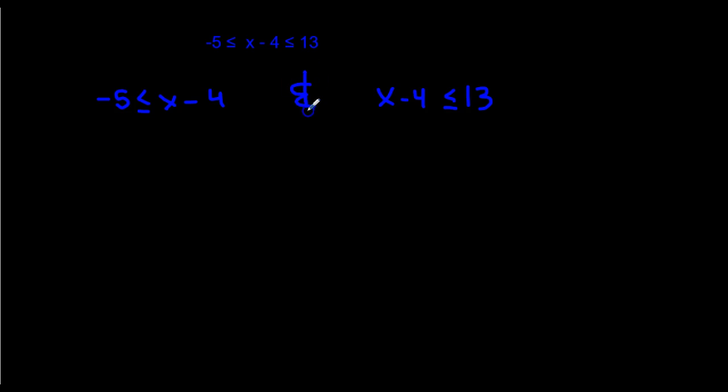So there's kind of a big and symbol between those. These both have to be true. Otherwise, we'll find things that aren't in the solution set. And we'll call this a solution set because our solution is not just going to be one number. It's going to be an infinite set of numbers. So let's just go ahead and solve these. We'll add 4 to both sides. And we get -1 has to be less than or equal to x over here.